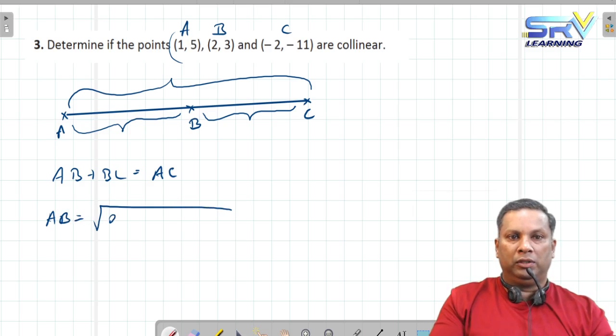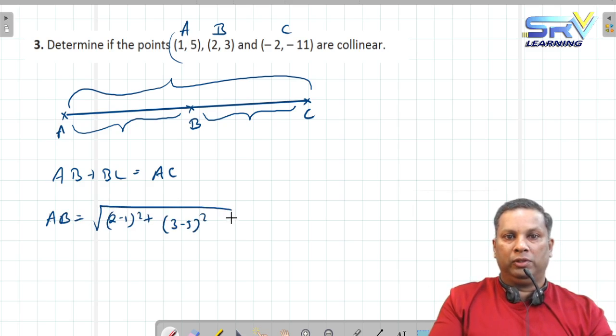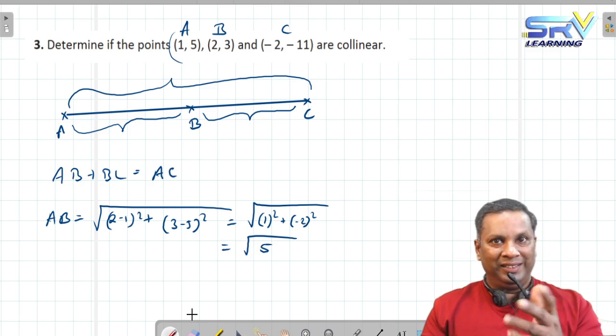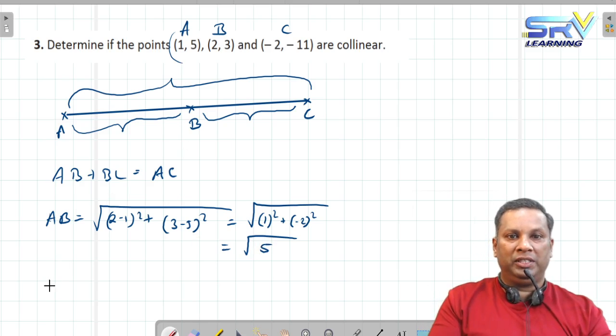x2 minus x1, 2 minus 1 whole square plus 3 minus 5 whole square, which is root of 1 square plus minus 2 whole square, which is root of 5. Okay, AB distance we got. Now let us find BC.